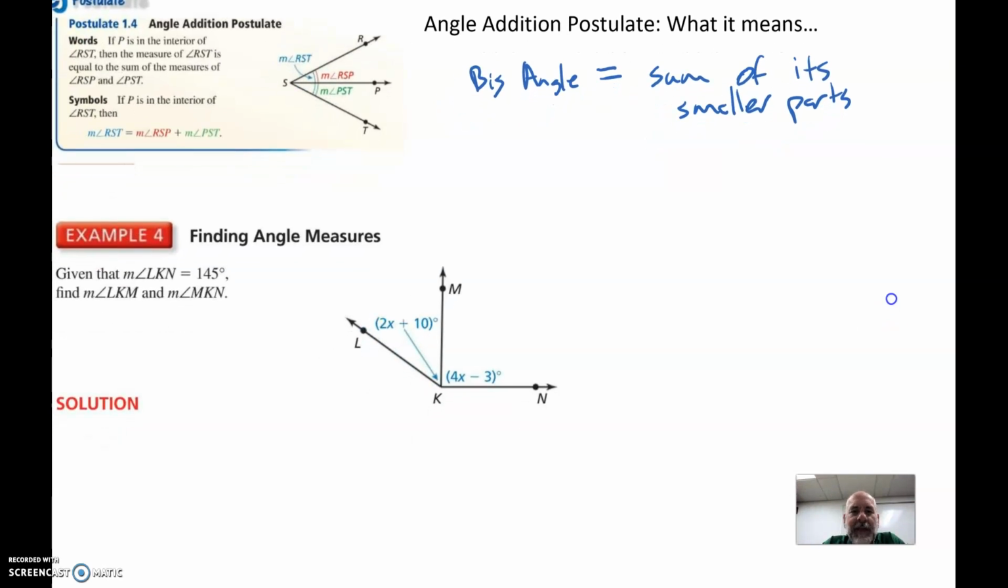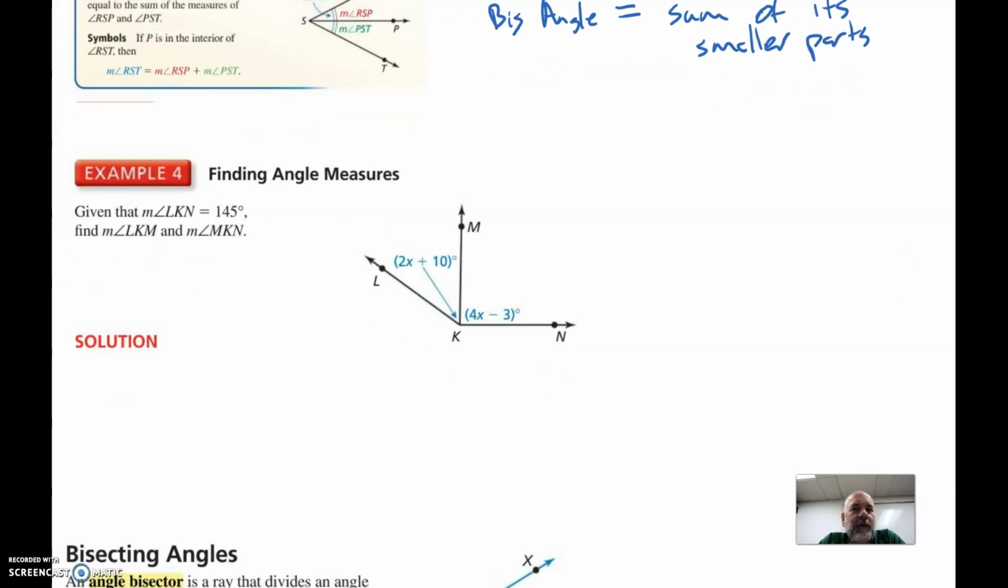So how do we use this? Well, in a very similar way to what you saw with segment addition. Here's the example. Given that angle LKN equals 145, I want to put that in the drawing. So what angle is that? I'm reading the letters, LKN. Remember, the middle one is the vertex. So LKN is the whole thing. So this whole angle, I'm going to mark it on here: the whole angle is 145 degrees. That's what it said over here.